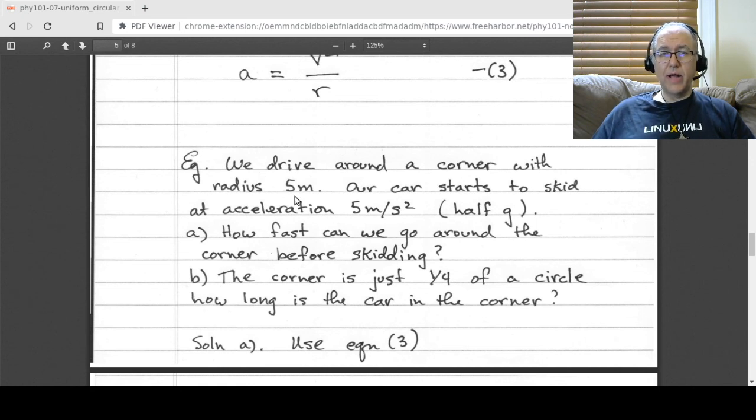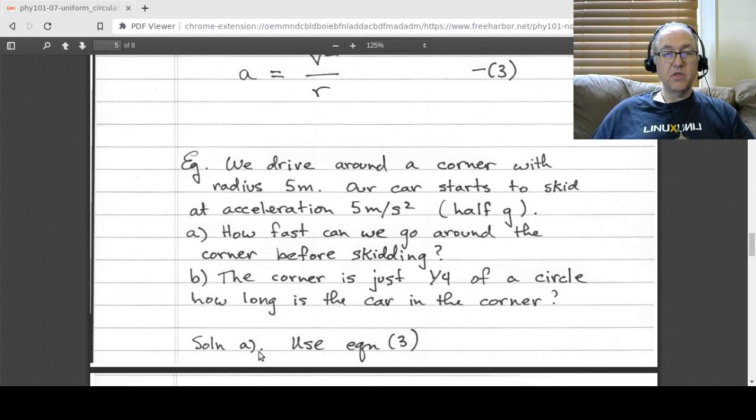So again, the corner has a radius of 5 meters, and the maximum acceleration that the car can handle is 5 meters per second squared. Okay, so question A is, how fast can we go around the corner before skidding? That makes sense. You kind of want to know that. And then part B is, suppose that the corner is only a quarter of the circle. Okay, so you don't need a full circle, just a quarter of the circle. When you're on that quarter of the circle, you're still doing uniform circular motion, even if it's not a full circle. Okay, so if the corner is just 1/4 of the circle, how long is the car in the corner? Okay, so basically, how long does it take to make the turn? All right, so that's just 1/4 of your period, right?